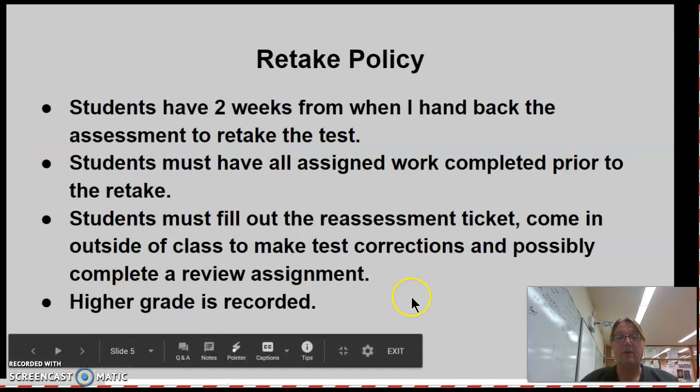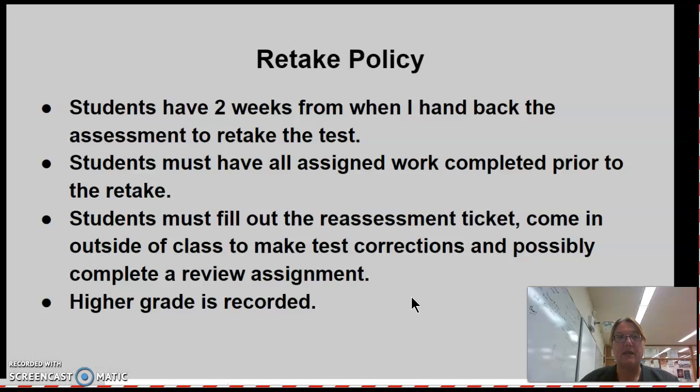I want to talk about our retake policy. The retake policy is students have 2 weeks from when I hand back the assessment to retake the test. A student does not have to fail the test to retake it. In AP Calc, I have a lot of students that maybe got an 88 and they want to retake the test to try for a 100, and that is perfectly fine.